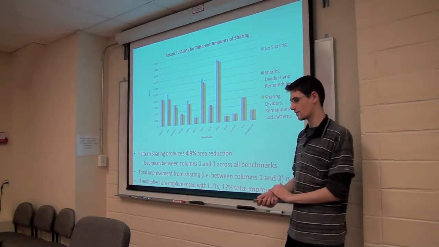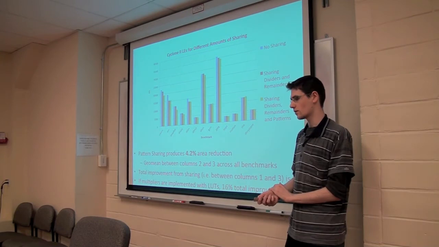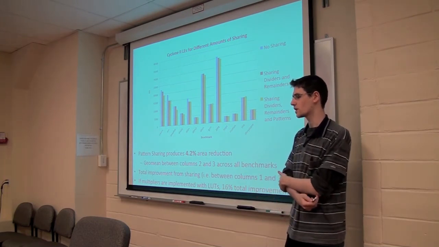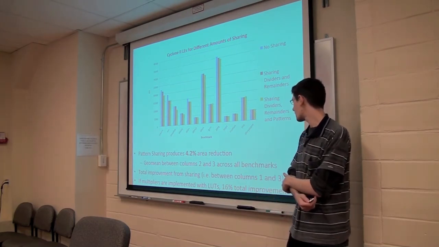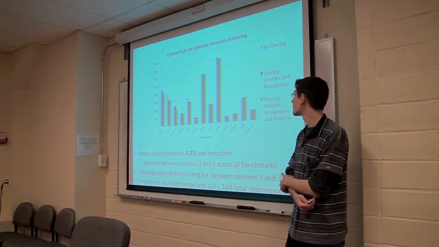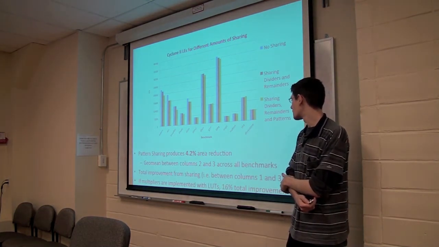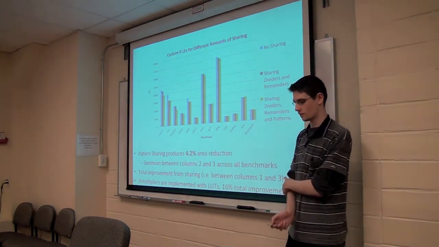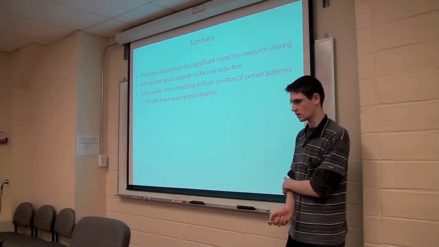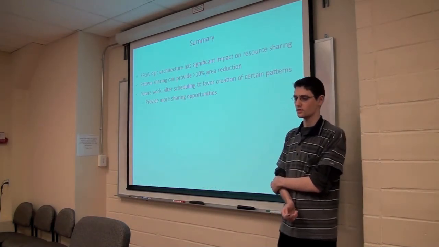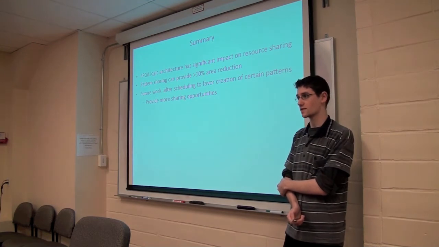And now I'll show the same results, but for Cyclone 2. The results aren't as positive. There's a 4.2% area reduction, a 7% total improvement between the blue bar and the green bar, and LUT-based multipliers produce a 16% improvement.